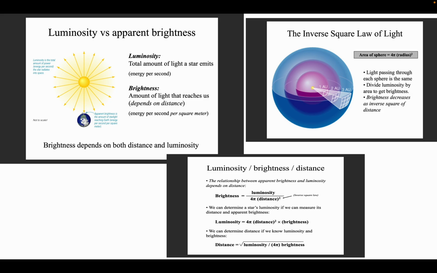So from this figure one can write the relationship between the brightness and the luminosity. Brightness equals luminosity divided by 4 pi distance squared. We can determine a star's luminosity if we know the distance and the brightness. Also vice versa, if you know how bright the star is and what the luminosity of the star is, then you can get back to the distance by this formula: distance equals the square root of luminosity divided by 4 pi times brightness.